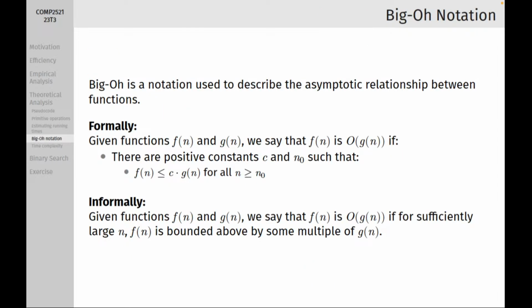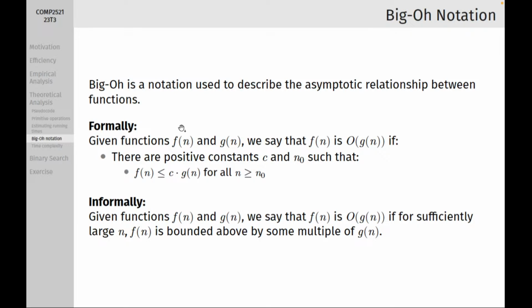Okay, so now we're going to talk about big O. It's a notation we use to describe the asymptotic relationship between functions. What do I mean by asymptotic? That means we're concerned with what happens as the input size approaches a very large value or infinity. That's what we mean when we say asymptotic, and we use it to examine the relationship between functions.